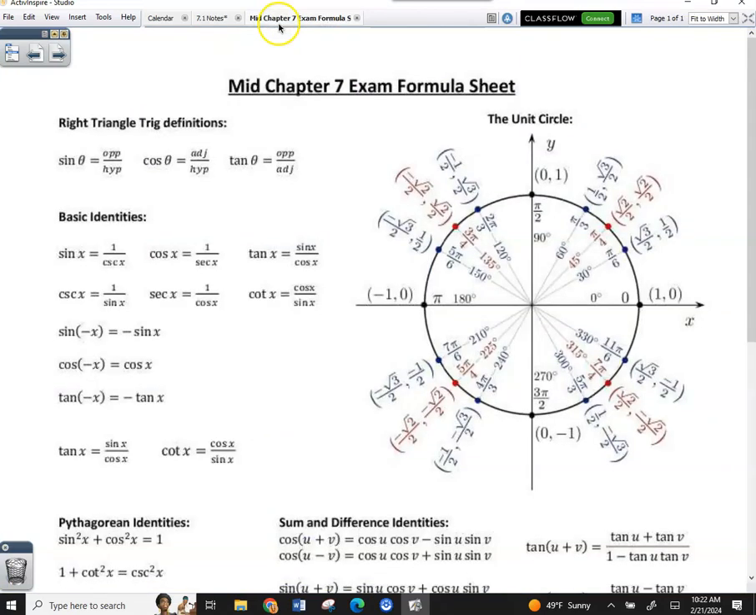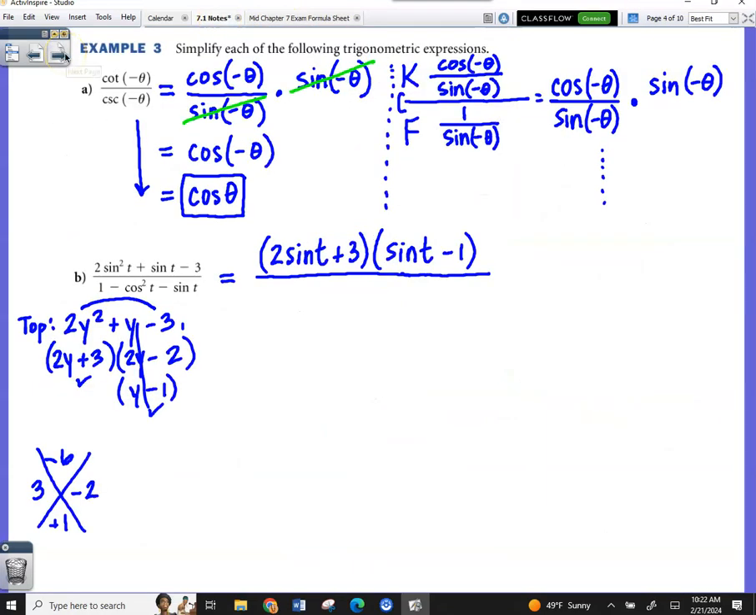So I'm going to go right here, and I'm going to make a note over here: sine squared of theta equals 1 minus cosine squared of theta. The angles don't have to match in your formula. The formula just represents any generic angle.